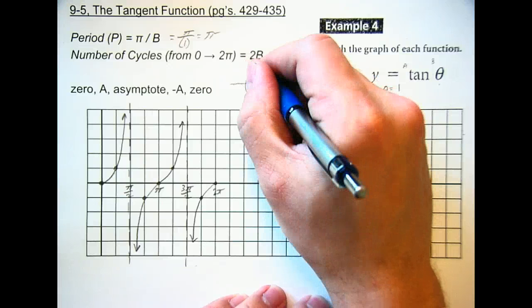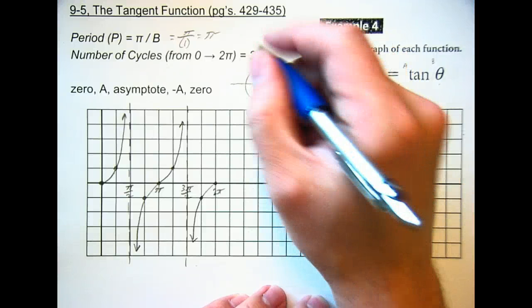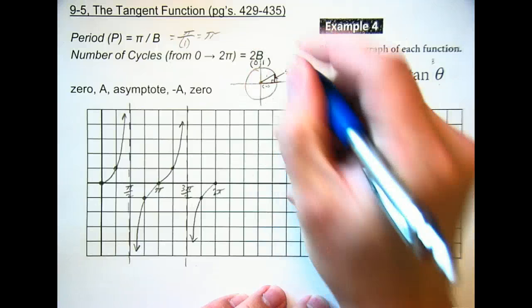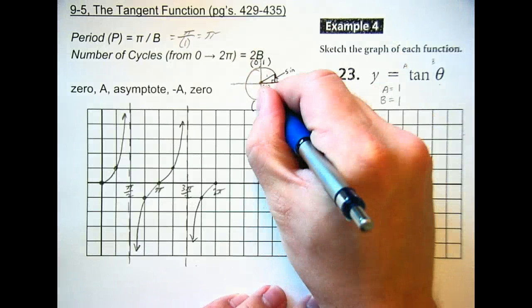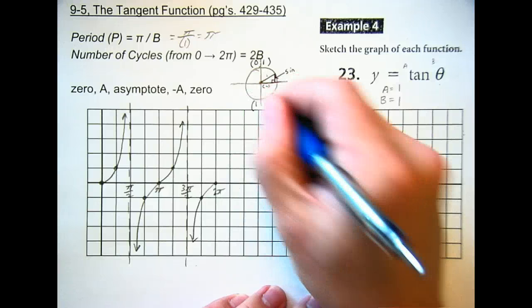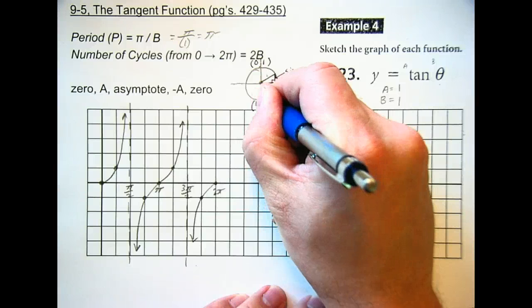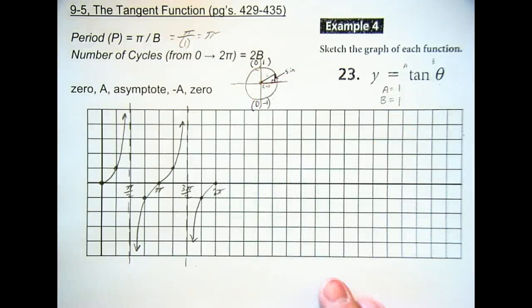What's the ordered pair here? 0, 1. So what about this coordinate? 0, negative 1. That was a close one.